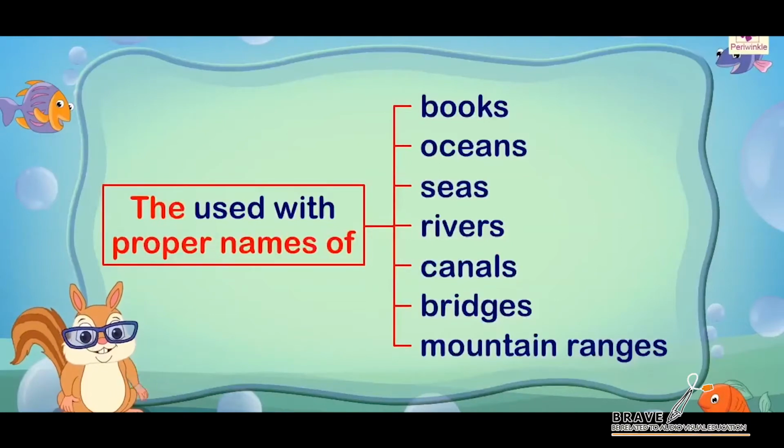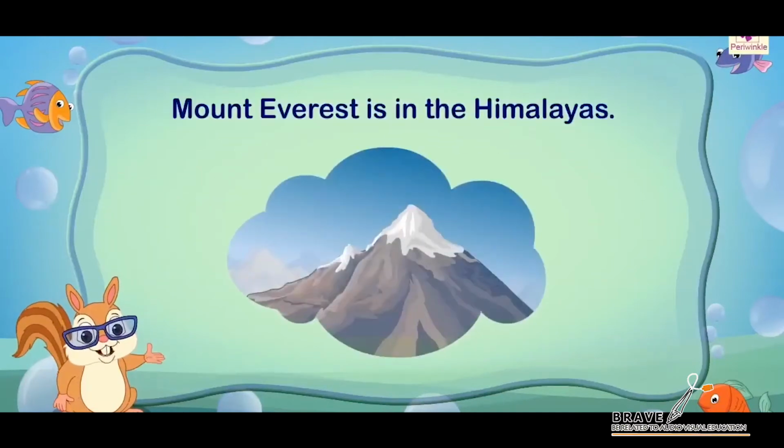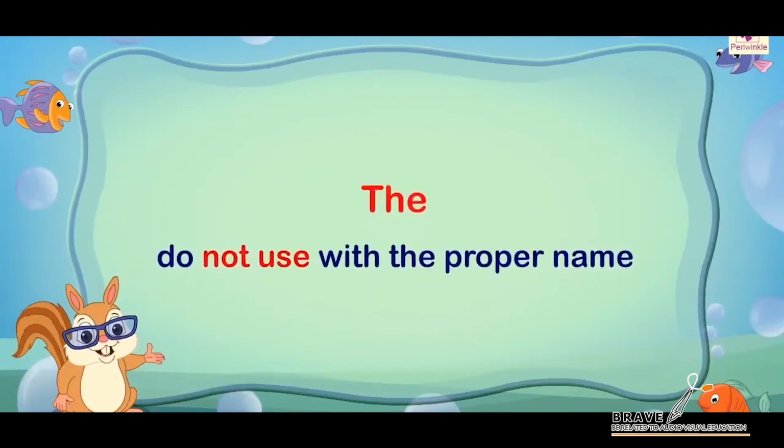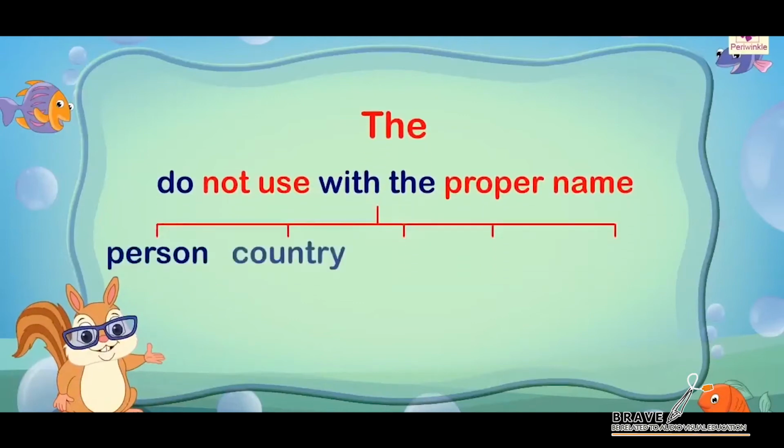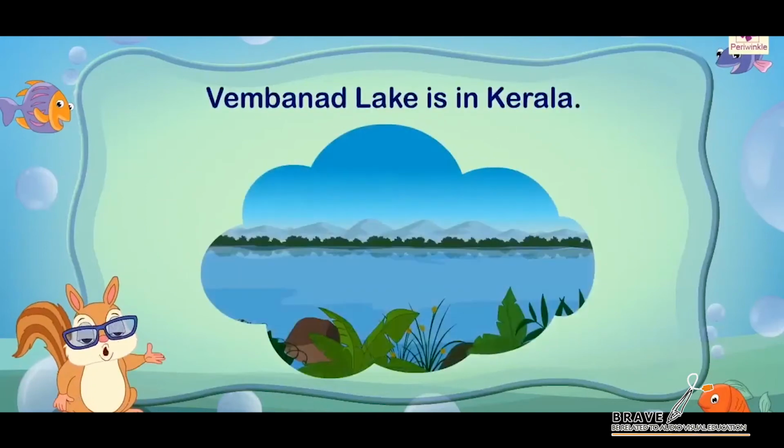For example, Mount Everest is in the Himalayas. We do not use "the" with the proper name of a person, country, state, lake or a mountain. For example, Vembanad Lake is in Kerala.